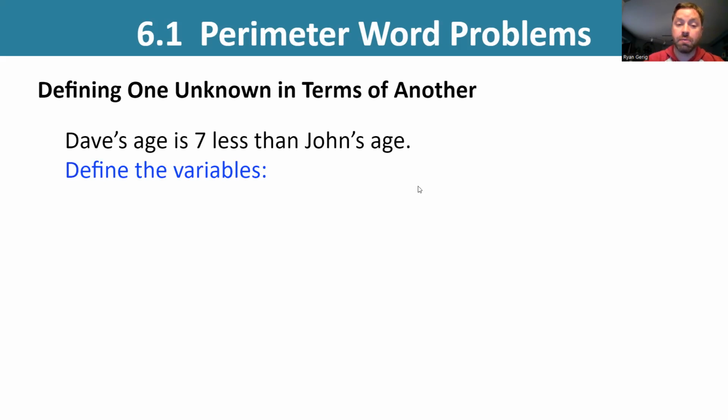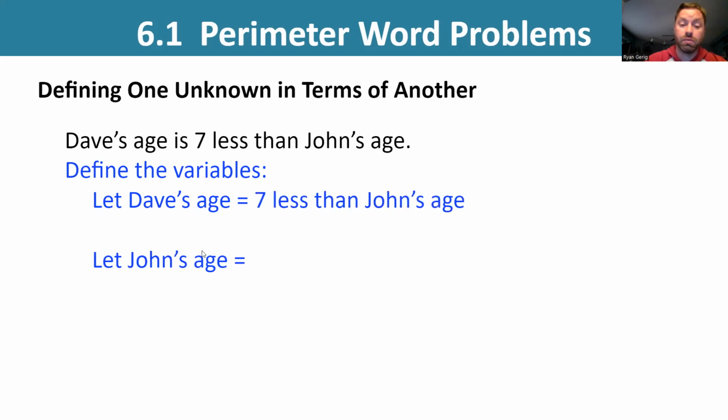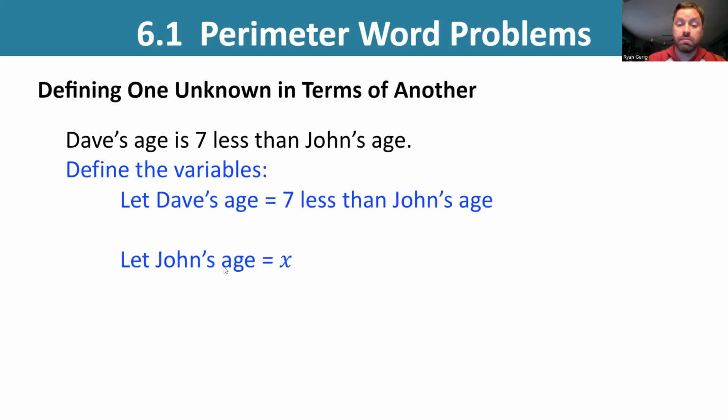We're actually not going to figure anything out, but we're going to rewrite it. So Dave's age, we don't know what it is, but we're going to say it's 7 less than John's age. And John's age, we don't know. So Dave's age, 7 less than John's age. John's age, let's just call it X. So then if I replace John's age with X, I get 7 less than X, which we learned from a previous week is X minus 7. So we've rewritten Dave's age as an expression that means the same thing using the other variable.